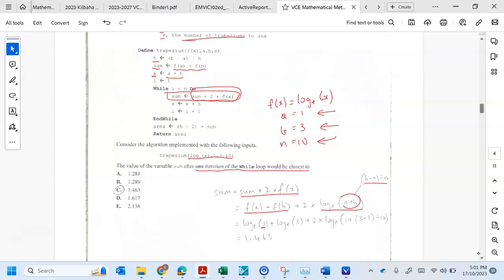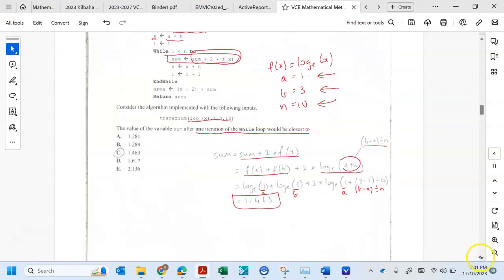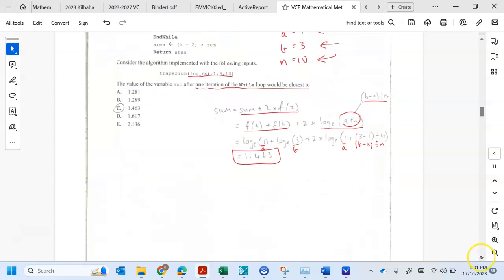So you can see there's my a, there's my b, here's my a again, and then this is my b minus a, and then we divide by n. I've just substituted my a, b, and n into that equation. You can do that on the calculator, and we get 1.463. So we've just done one iteration, quite a lengthy one, so I wouldn't be surprised if you only did it once, maybe twice, but definitely not more than that.